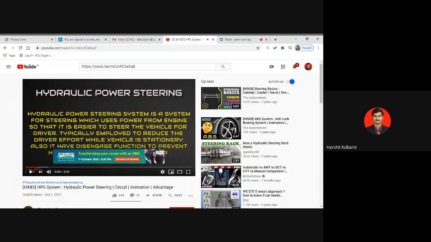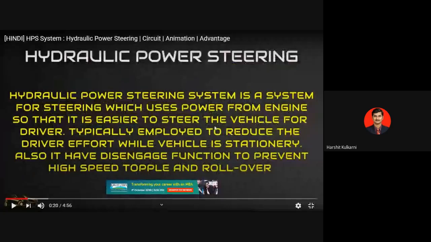Once again, are you able to see this? Yes, sir. Okay, now just have a look at the hydraulic power steering system, which makes use of fluid.